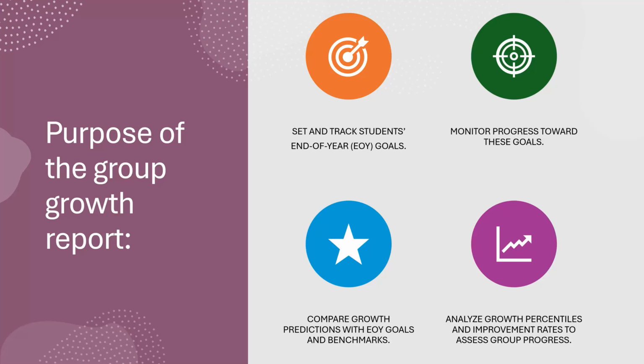The Group Growth Report is a tool designed to help educators set and track end-of-year goals for their students. It supports ongoing monitoring of student progress, ensuring that we can see how they are moving toward achieving these objectives. By comparing growth predictions with end-of-year goals and benchmarks, we gain a clearer picture of where students are in their learning journey. Additionally, analyzing growth percentiles and improvement rates helps us evaluate how different groups are progressing, providing insights to inform instruction and support strategies.